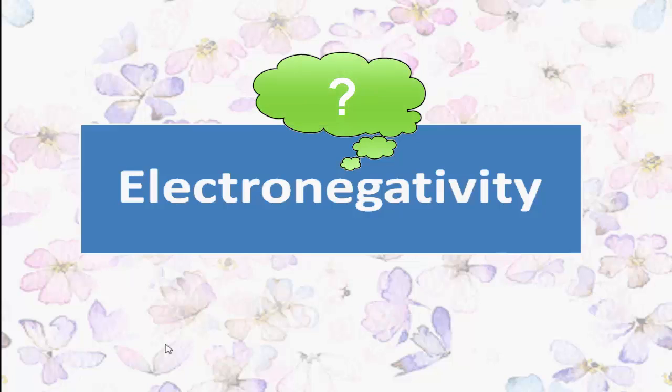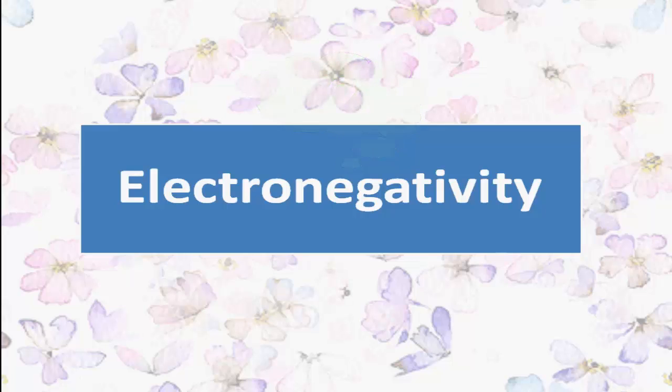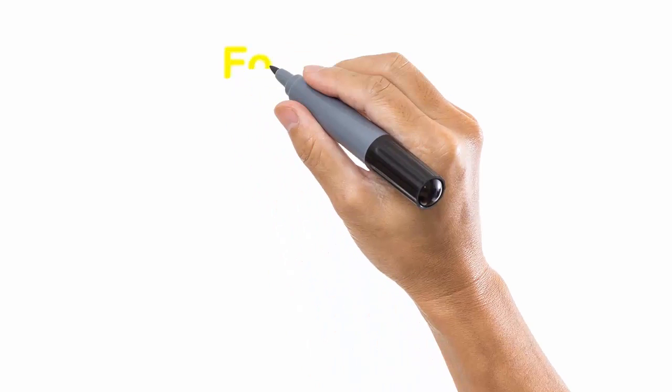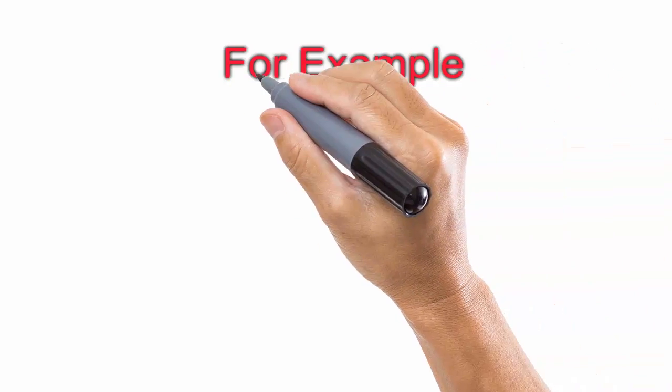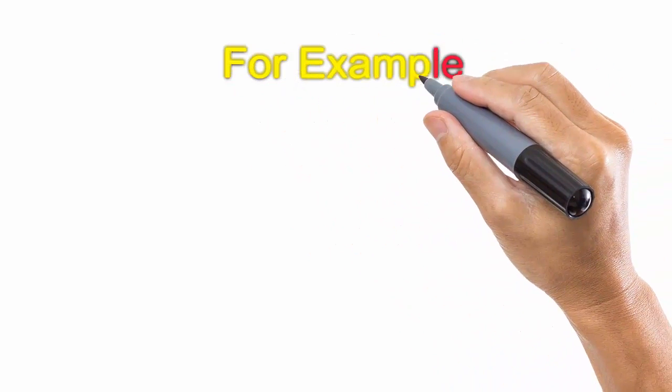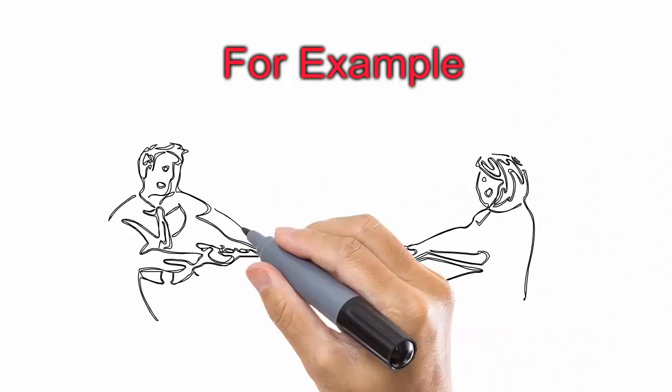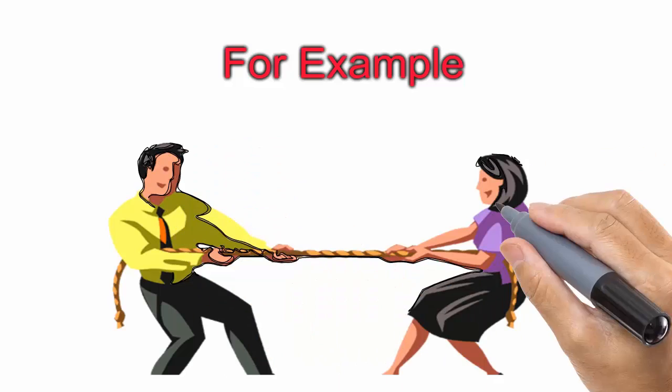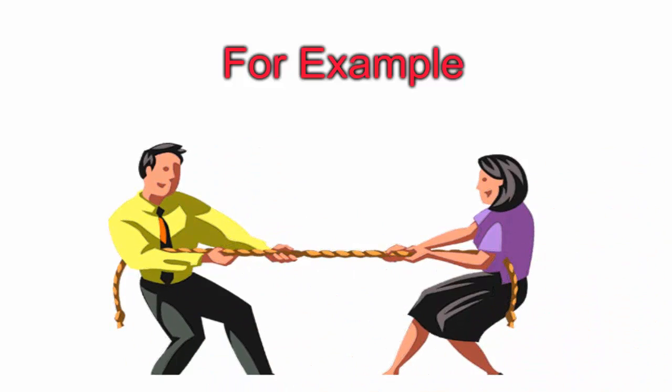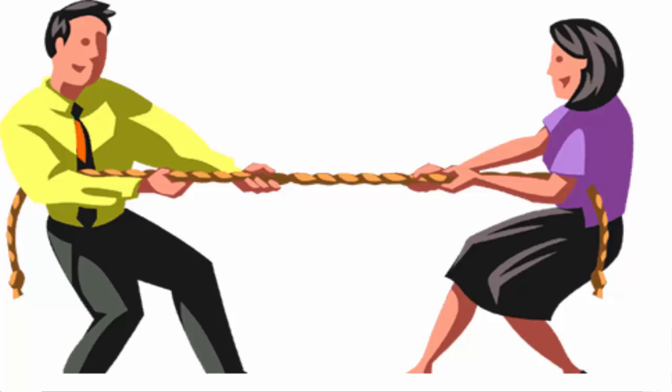Well, what is electronegativity? We can say that it is a measure of how strongly an atom attracts the electron in the bond. For example, let's take this example where I have taken a man and woman playing a tug of war. The rope is the electron. The man and woman are the atoms pulling the rope to opposite sides. So if the man pulls the rope to himself, this means that the man is more electronegative than the woman.